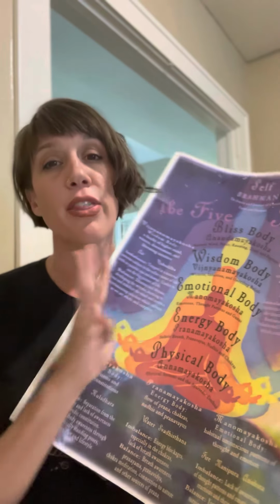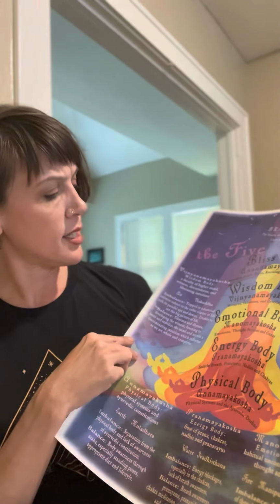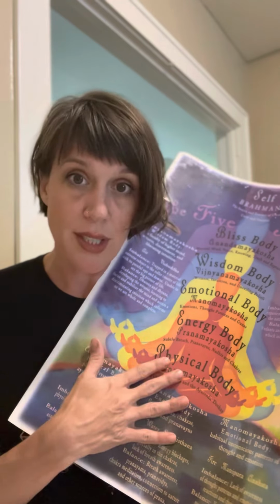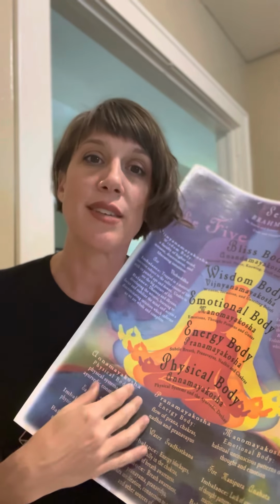Then we have our third body, our emotional body, and this is called the Manamaya Kosha. And this is kind of our small mind, our belief systems. And in yoga therapy, not only are we addressing body, mind, and spirit, the mind that we're addressing is the belief systems that hold us fixated on certain perspectives.